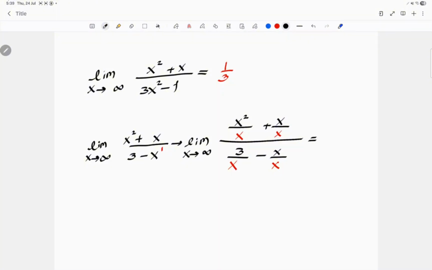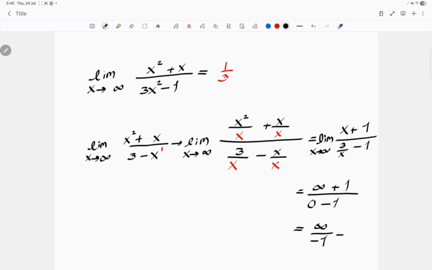So x squared over x will give you what? Do you know? x. x over x, 1. 3 over x, actually 0. Any number over infinity is 0. x over x is 1. So you can have infinity plus 1, 0 minus 1. You can have infinity over negative 1, which means negative infinity. I'm confused. Why?